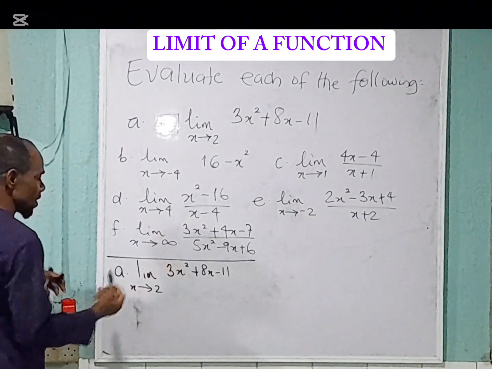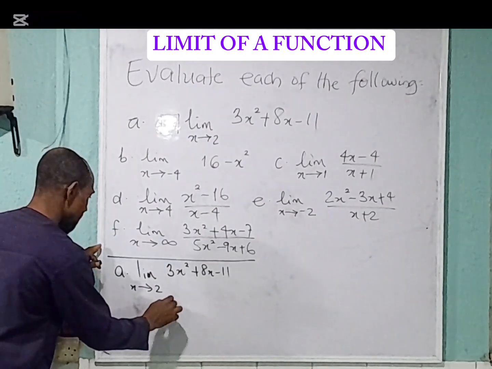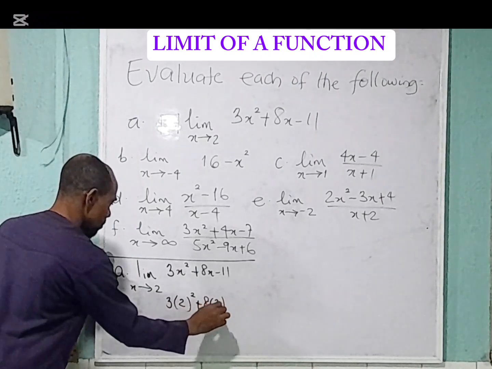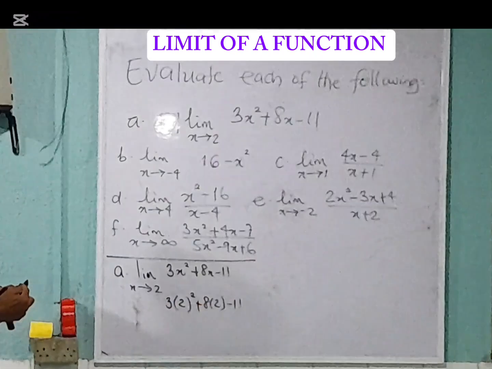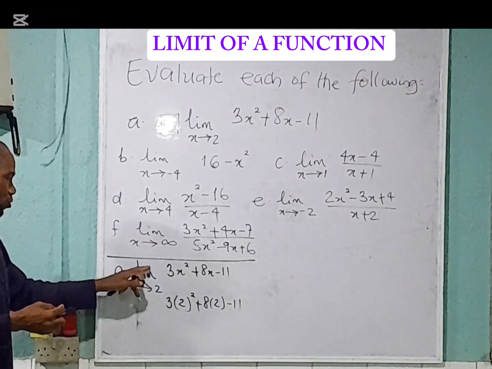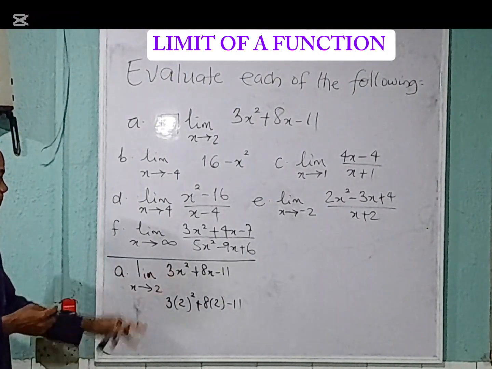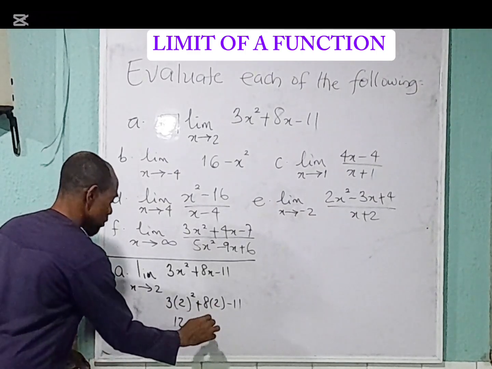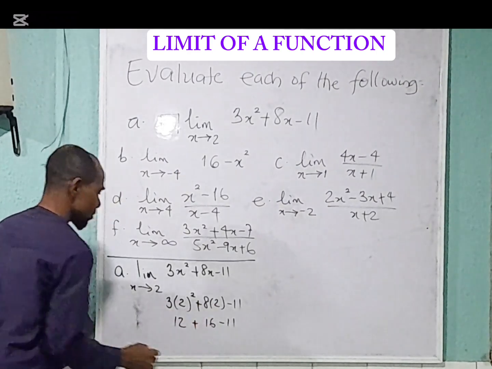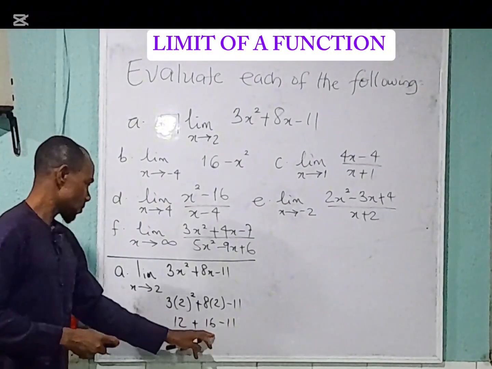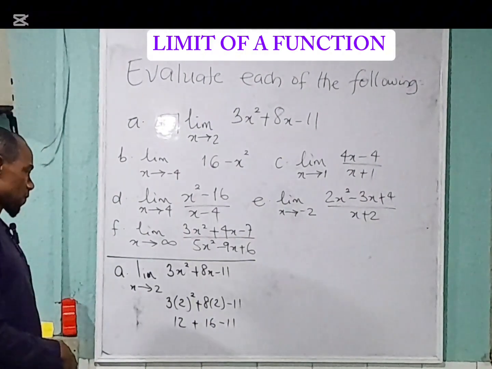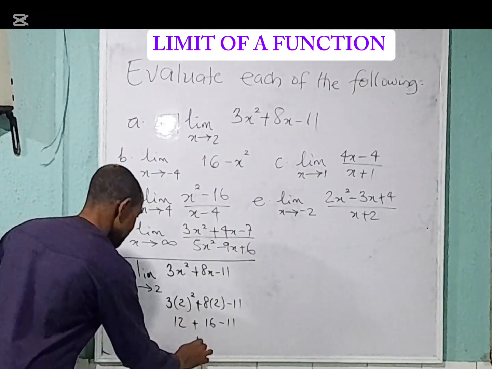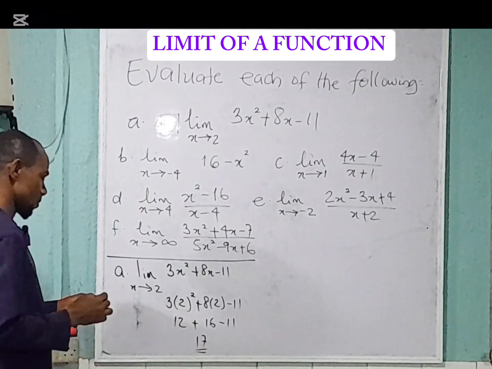Now, what do we do in this case? We simply replace the x with 2. Hence, we have 3 bracket 2 squared plus 8 bracket 2 minus 11. At this point, you don't need to put the whole of this limit again, just substitute. So 2 squared is 4 times 3, that's 12. 8 by 2, 16 minus 11. So 16 minus 11 is 5, and 5 plus 12 is 17. Hence, the answer here is simply 17.